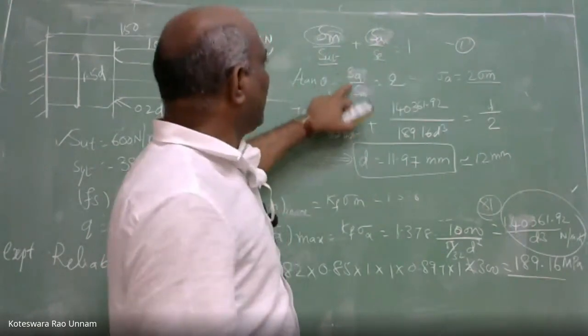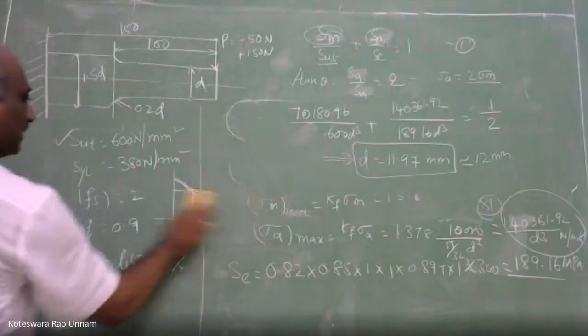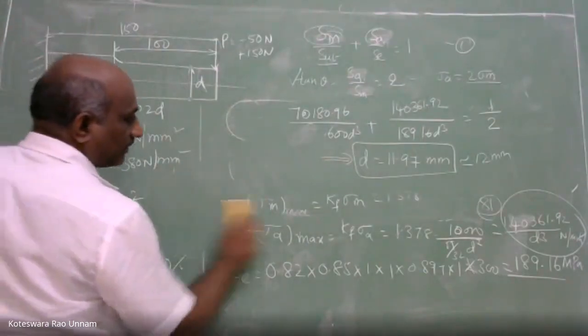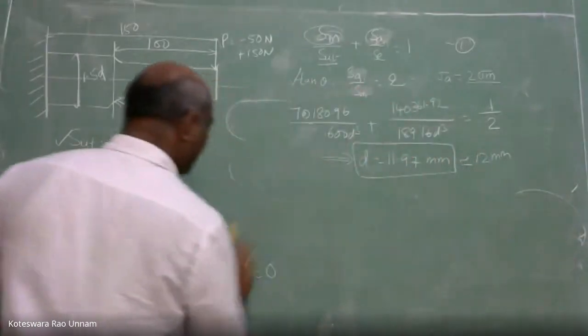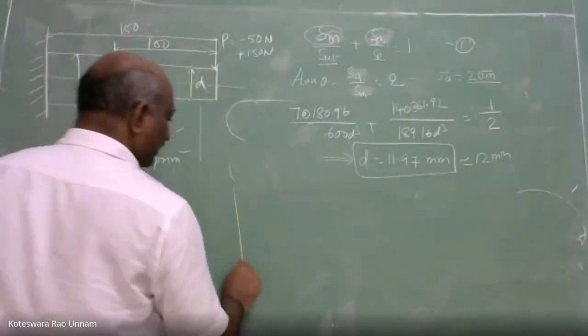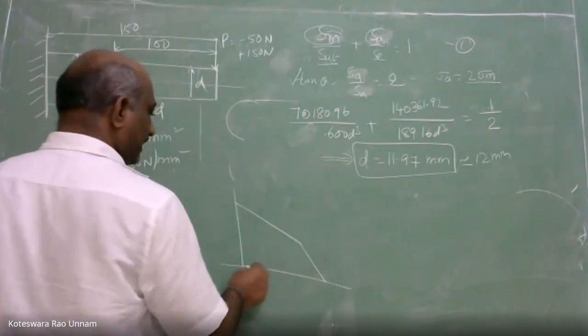But I know the ratio of Sa by Sm, which is nothing but again 2. So now, okay, I'll show that here. If I draw on the diagram here, anyway, this is now done. We'll come to this later. So now, if I take that modified Goodman diagram, it is something like this.